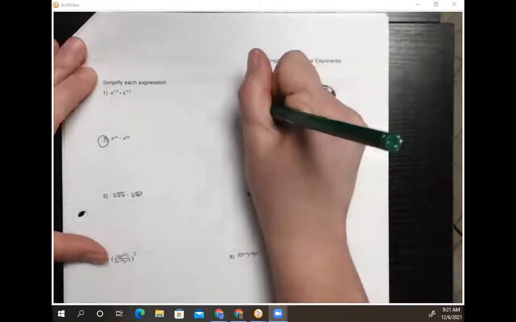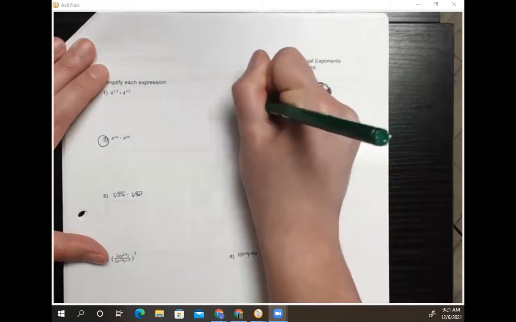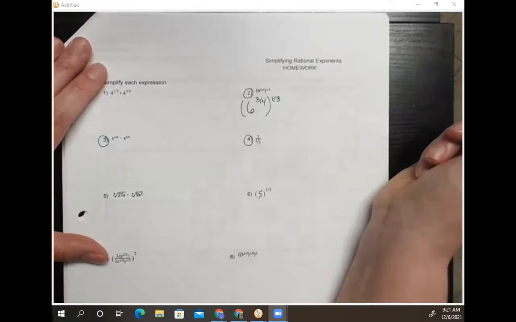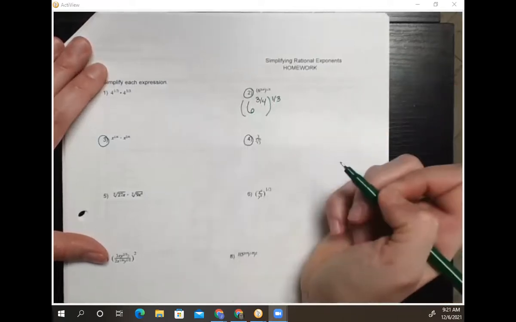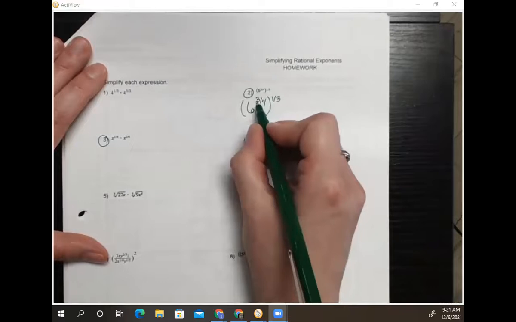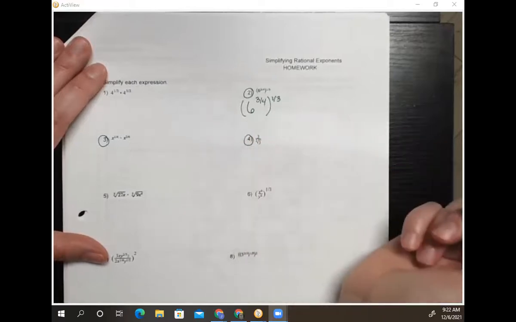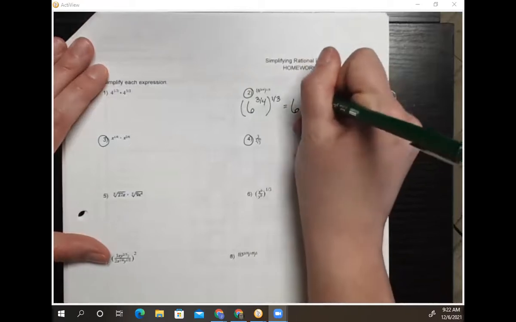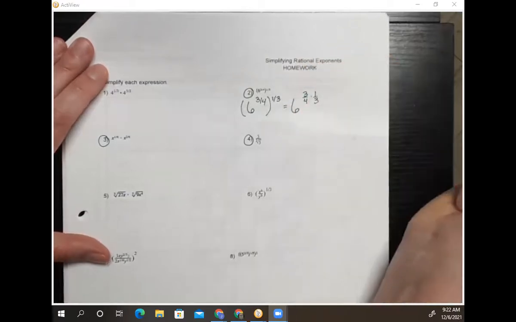So if we take a look at number 2, I know this is a little fuzzy, I'm just going to rewrite it off to the side. This is 6 to the 3/4 power in parentheses, and then to the 1/3 power. If this were an x here instead of a 6, since I have a power to a power, I would multiply those exponents. We're going to do exactly the same thing here. So this would be 6 to the 3/4 times 1/3.